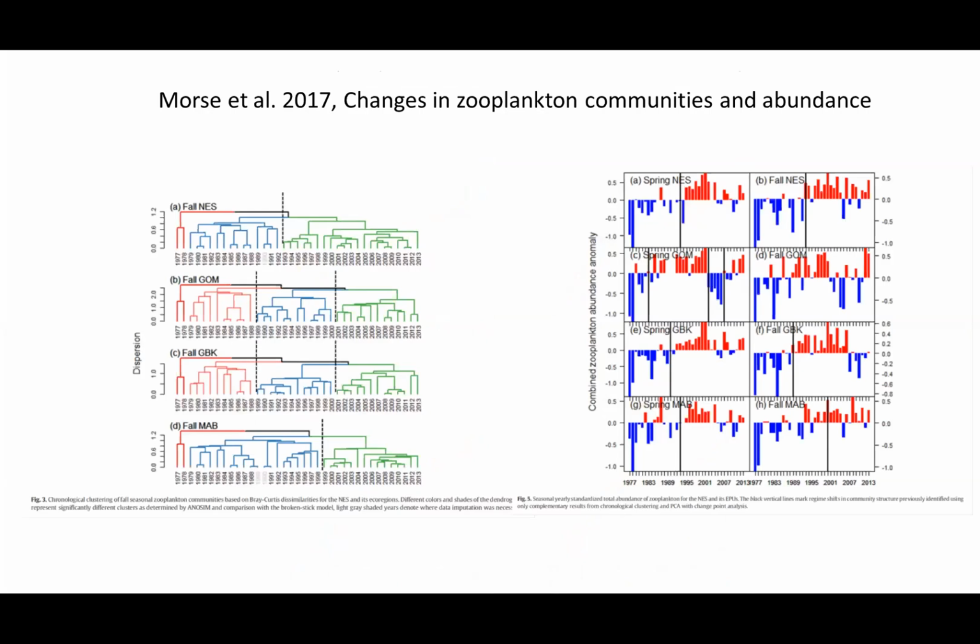This is a paper that was published a few years ago by Morse et al., looking at zooplankton communities and abundance. I won't go into the detail of the findings other than to point out that the left-hand figure is an analysis of zooplankton community structure. What you should notice is that we see very distinct breaks in the composition of the zooplankton community over time, species exchange, and also body type or body size changes that occur on a decadal scale. And the right-hand panel emphasizes the change in relative abundance by region and over time as well.